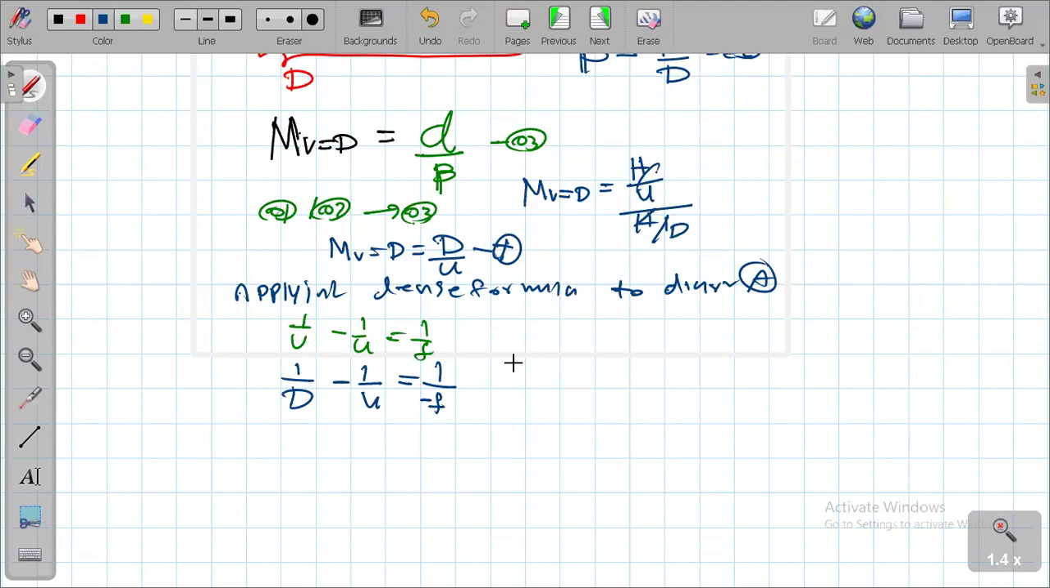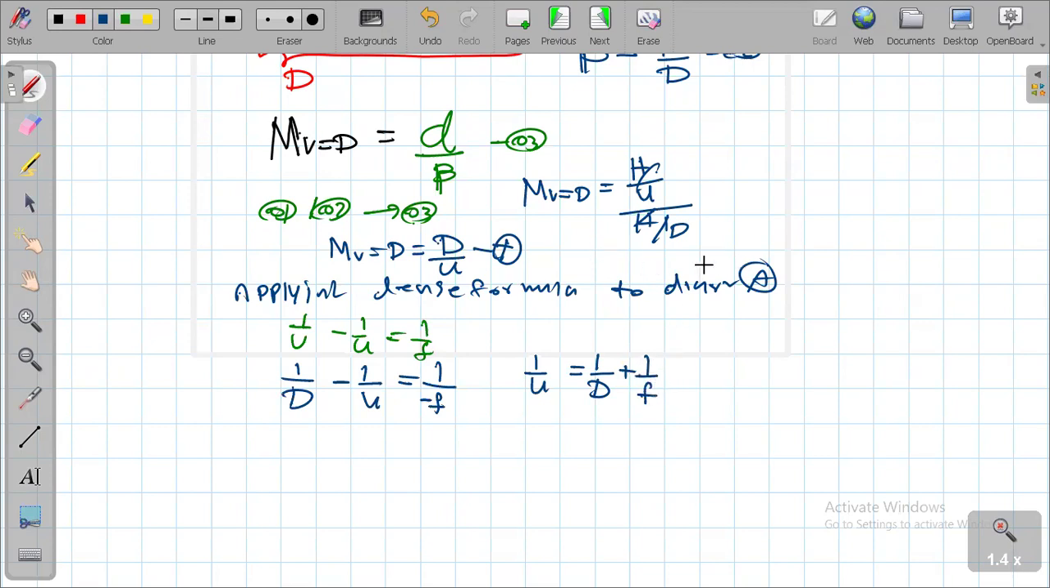Now, there is a thing you have to do. You have to rearrange it and find out u. What can you do now? You are going to make u the subject. 1 over u is equal to what? 1 over D plus 1 over F.